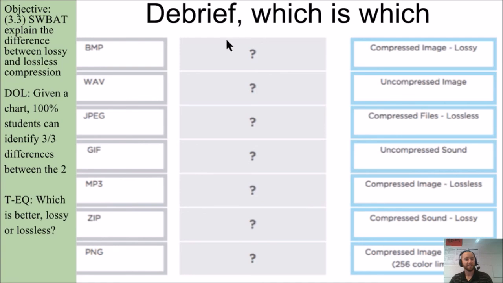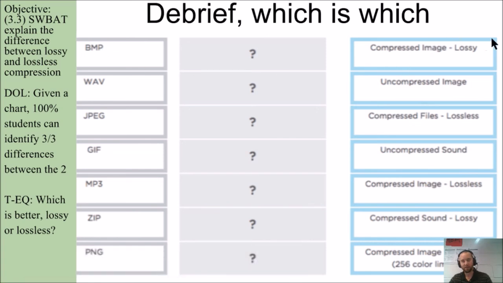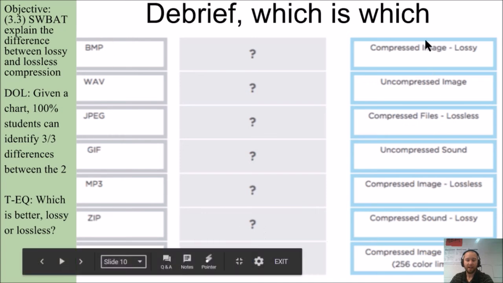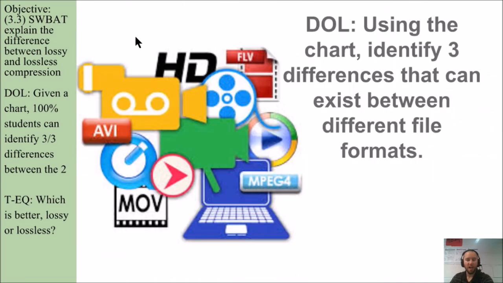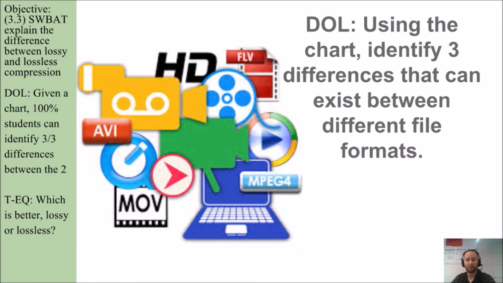To finalize the lesson here, we have a match table. So in Canvas, you can type in the file format and the definition of it over here. So you have the file formats on the left and the type of compressions they are on the right. And all you have to do is connect those. And I know that'll take you some time, so do your best, get these right the first time around. You can use a table, insert table in Canvas, to make this whole process look a little neater. And the DOL for the day: using the chart, identify 3 differences that can exist between different file formats.